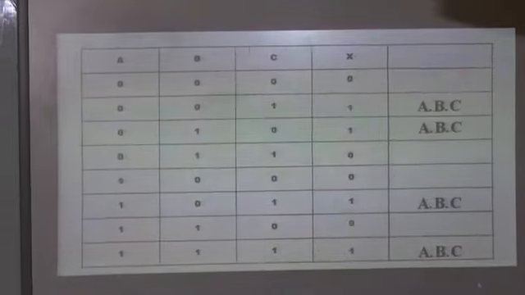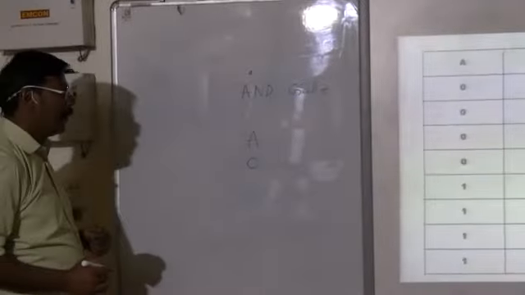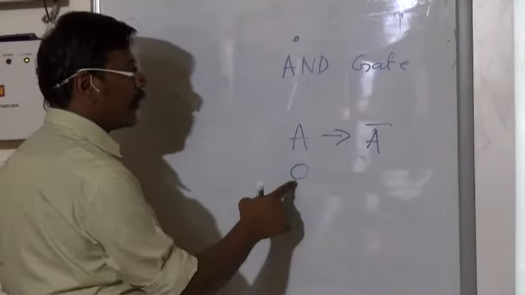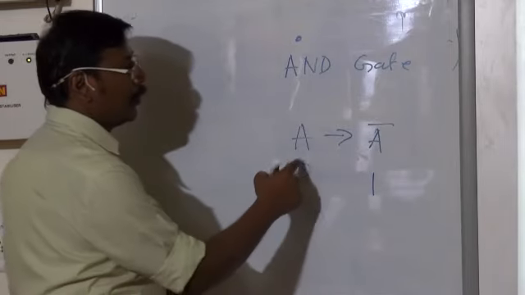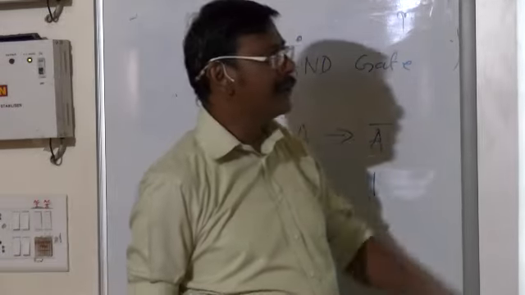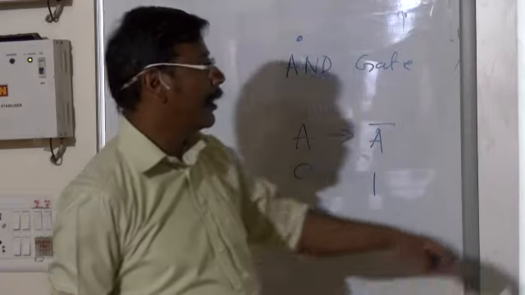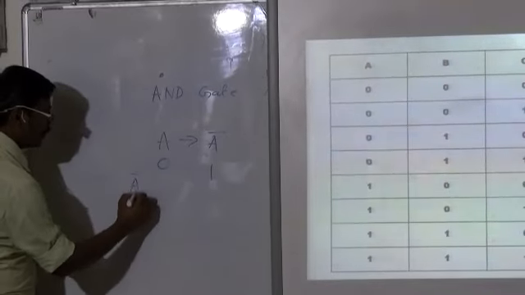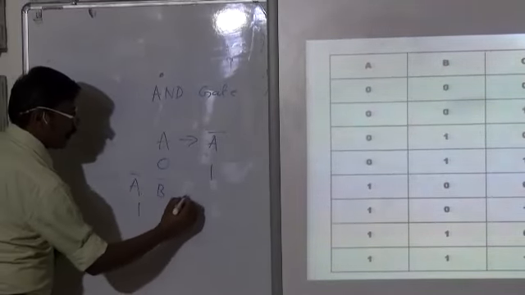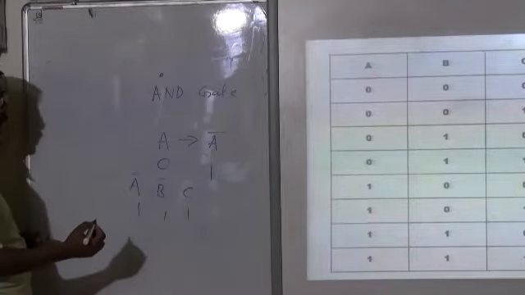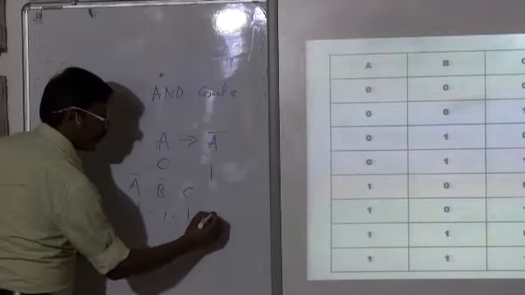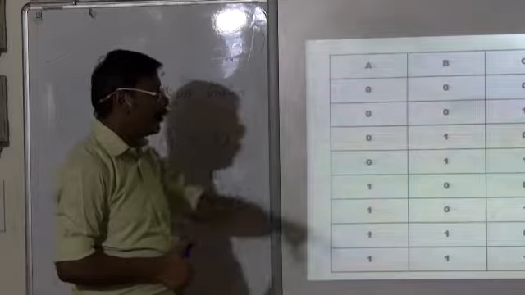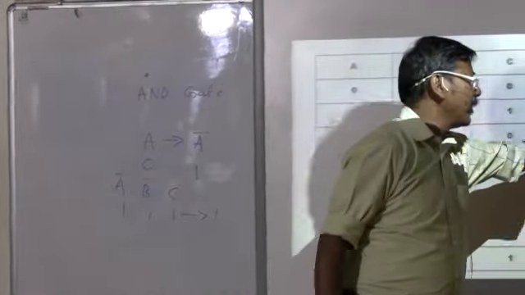If you got A as 0, if you complement A, the complement of 0 becomes 1. If B is 0, if you complement B, it will become 1. In that case, A complement will be 1, B complement is 1, C is 1 only. So 1 dot 1 dot 1, you will get 1, because of the AND gate. So now we modify that term that we have written here.